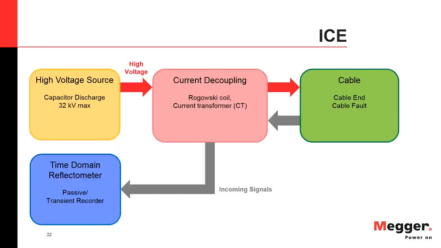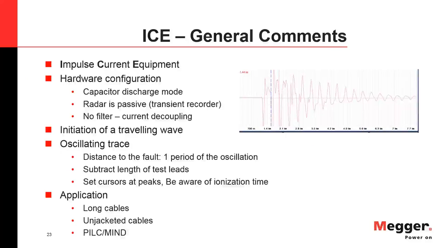So the ICE method is relatively easy to add on larger, on intermediate size systems, portable dual stage thumpers or van mounted systems. What is going on with ICE? When I'm going through this, you can see an example trace on the right. ICE stands for impulse current equipment, or sometimes people say impulse current envelope.